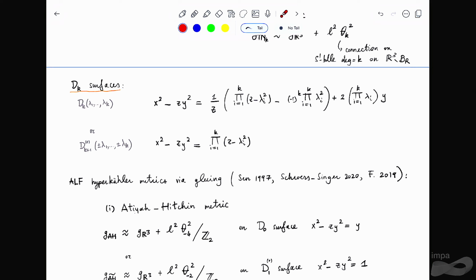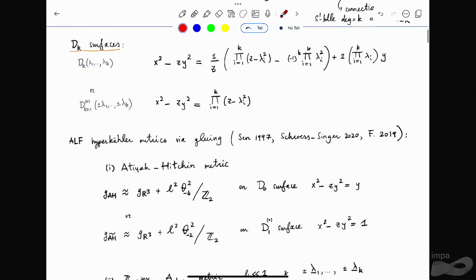Okay, so this is from the complex point of view, and actually getting hyperkähler metrics on these spaces is much more involved, in the sense that they're not going to have, in general, continuous symmetries that allow us to use the magic of the Gibbons-Hawking ansatz. So one way of thinking about this metric was suggested in the physics literature by Sen, and then carried out rigorously more recently by Schroers and Singer.